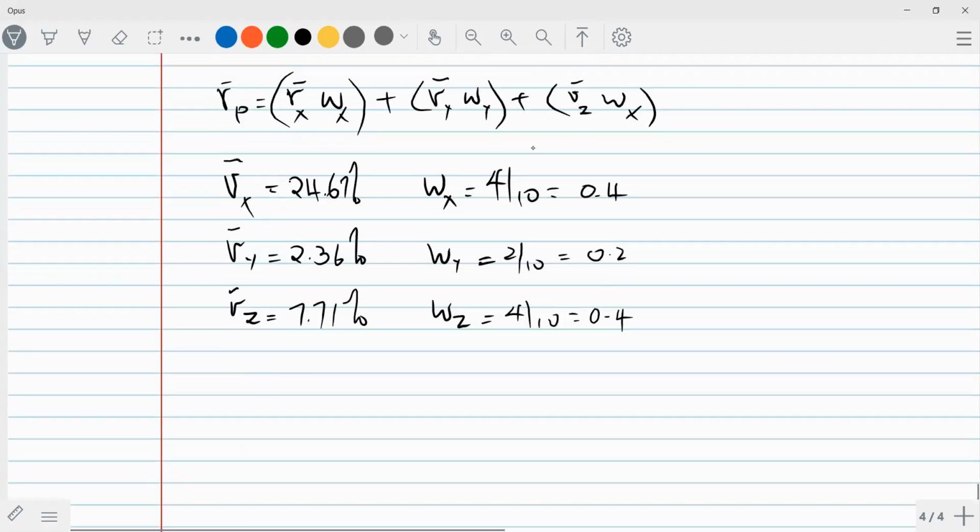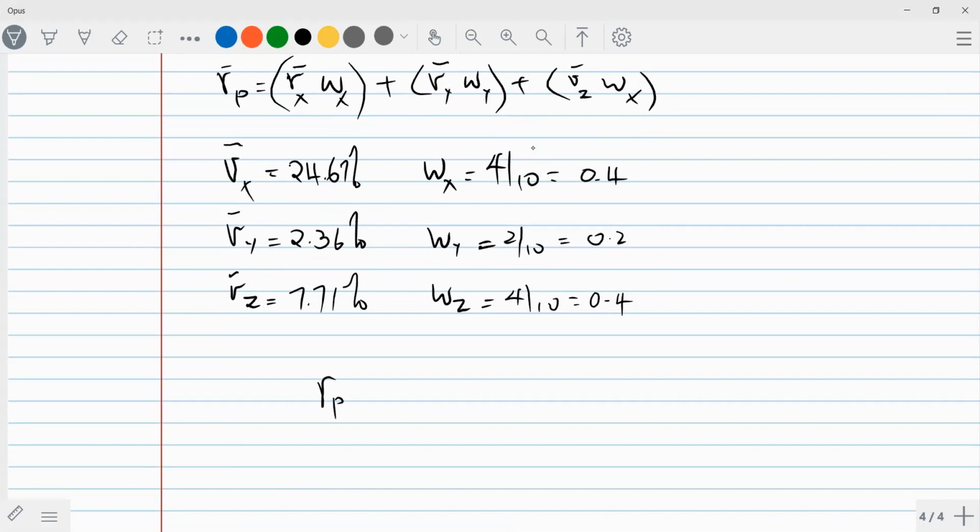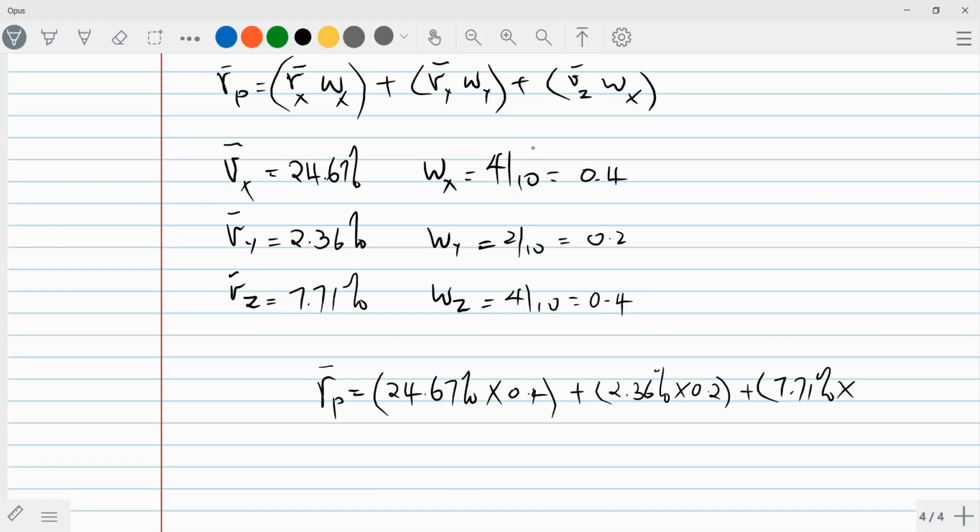We have the weights now, which means the return of the portfolio will be equal to the return of X, 24.67%, multiplied by the weight, 0.4, plus the return of Y, 2.36%, multiplied by the weight of Y, 0.2, plus the return of Z, 7.71%, multiplied by the weight of Z in the portfolio, 0.4. That gives us the return of the portfolio as 13.42%.